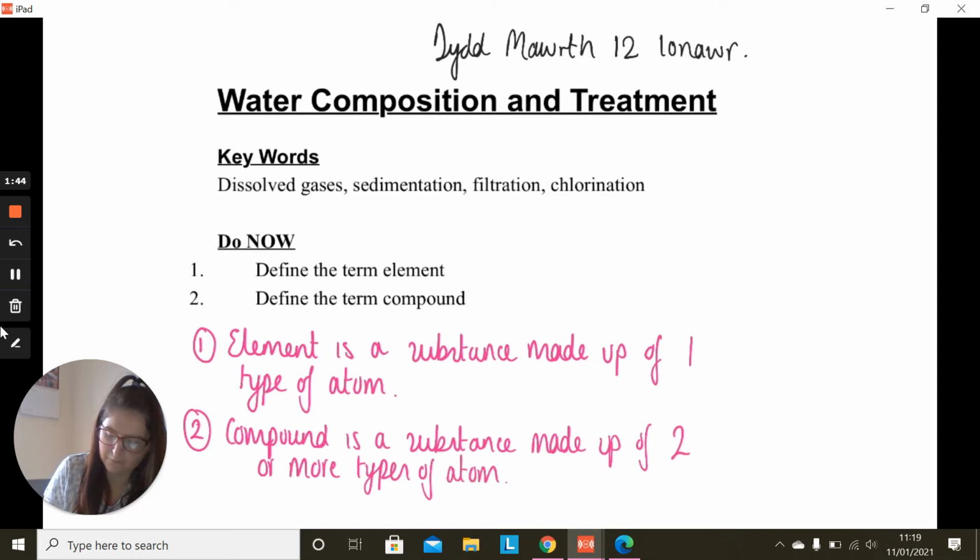Okay, so that's what we looked at before we broke up for Christmas. So compounds are substances made up of 2 or more types of atoms. An example of that would be carbon dioxide, CO2, because C is carbon and O is oxygen, so 2 types.